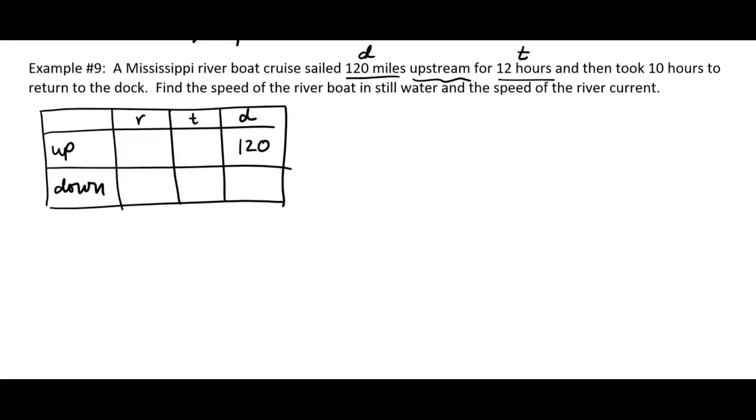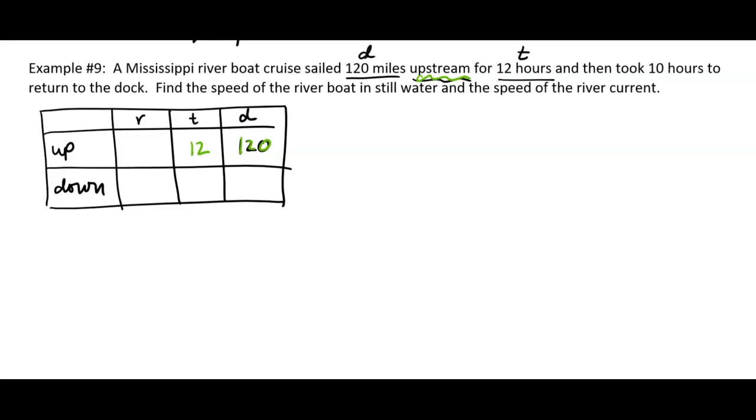Maybe I should color coordinate. Upstream, we'll make it in green. So 120 miles, that's how far. 12 hours, that's the time. And then we don't know anything about the rate, so we'll just leave that blank.